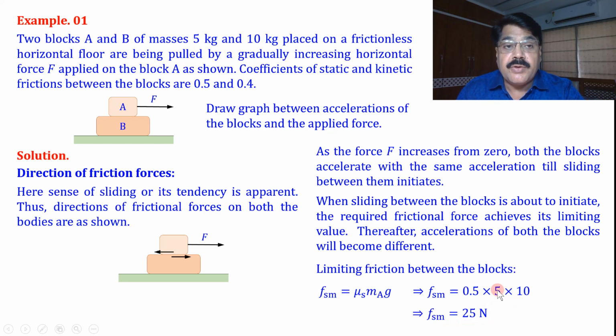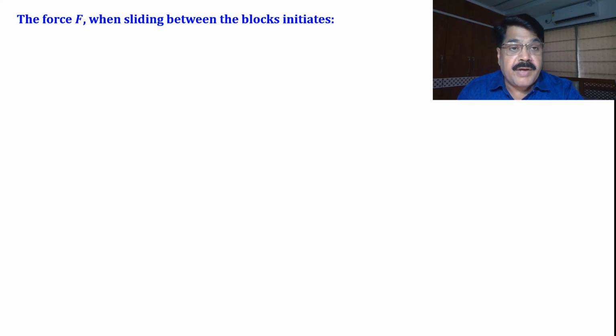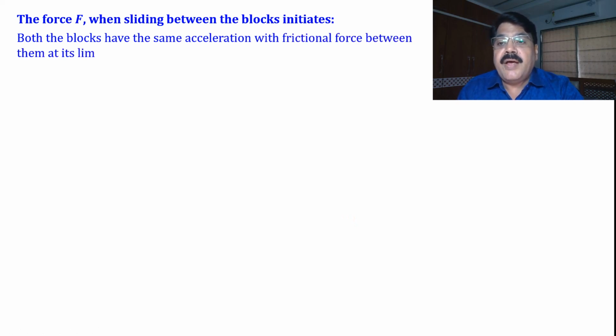Now the next step is what? To calculate the friction required to prevent sliding, that is, the force F when sliding between the blocks initiates. For this, we decide the friction required to prevent sliding and compare it with the limiting friction. Both the blocks have the same acceleration with the frictional force between them at its limiting value. Now, when sliding is about to occur, both the blocks have the same acceleration and the friction required has reached its limiting value. This condition we implement here.